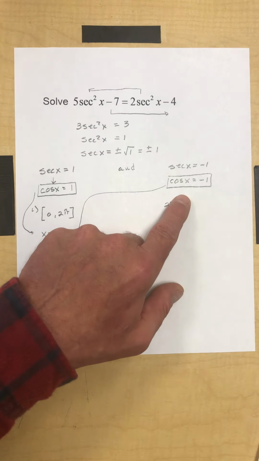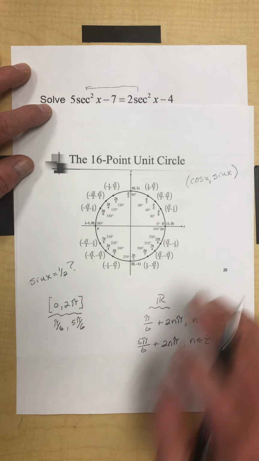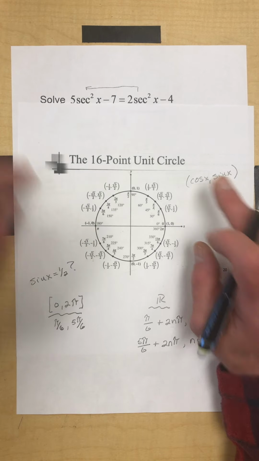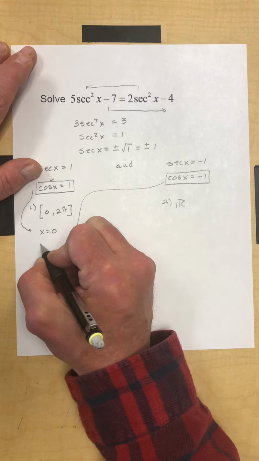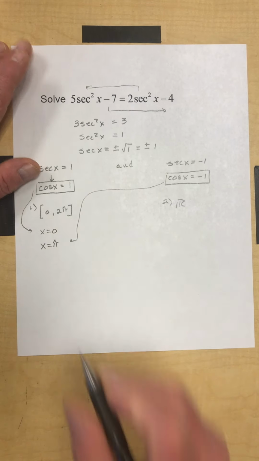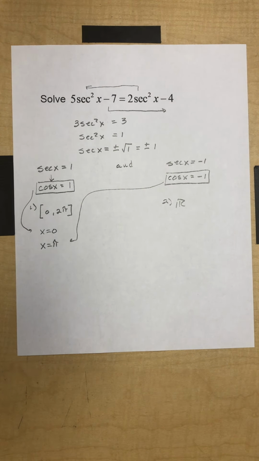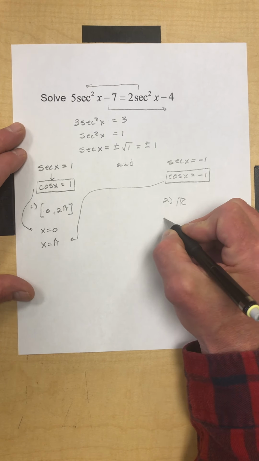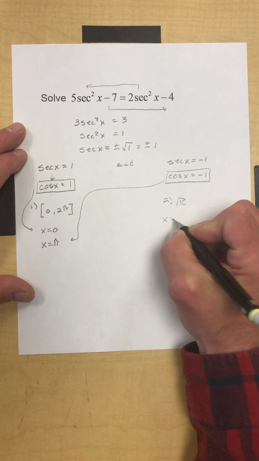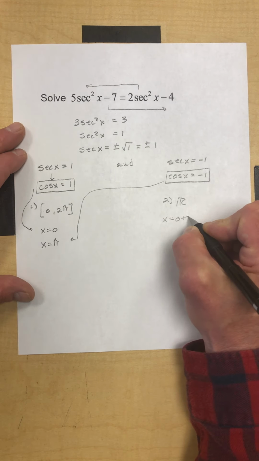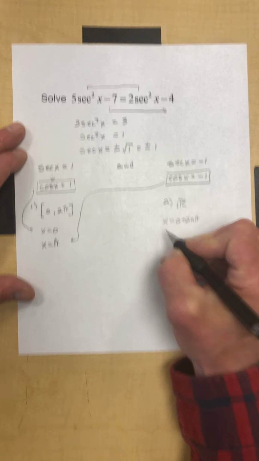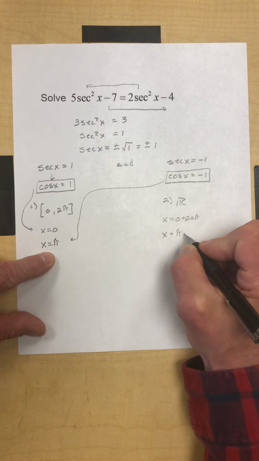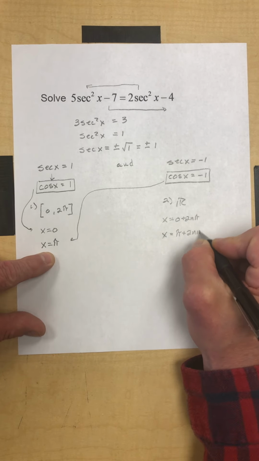Now, when will cosine be equal to negative 1? When is my x-coordinate equal to negative 1? That only happens right here at pi. So this will give me x equals pi. So this one only gets 2 possible solutions overall. On the set of real numbers, that would be 0 plus 2n pi, and this would be pi plus 2n pi.